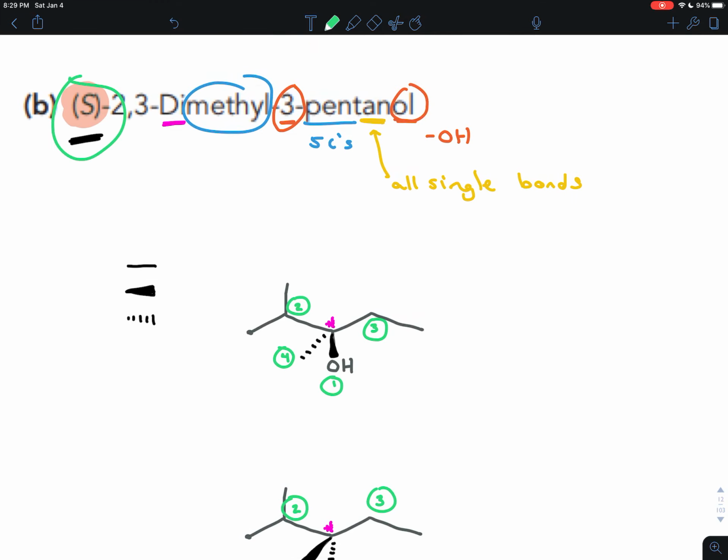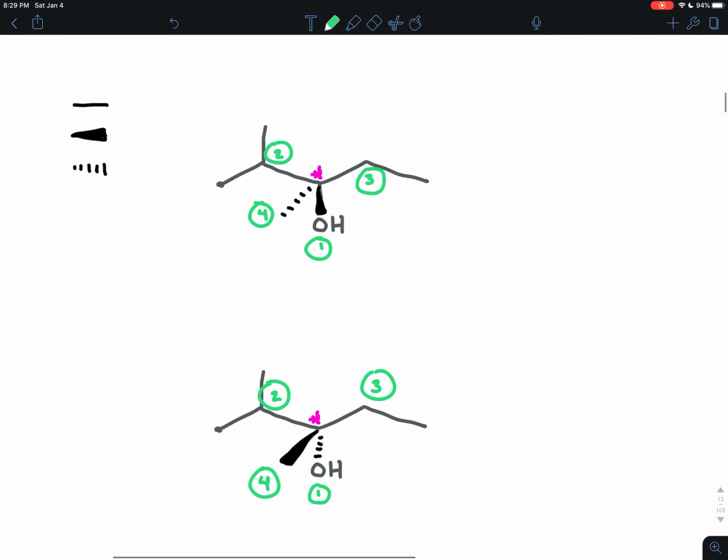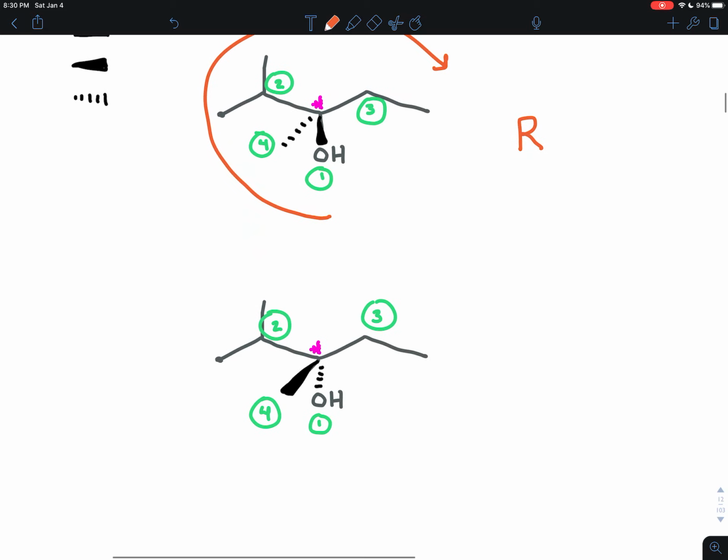Okay, now again, we want the structure that's S. Which one of these is S? Let's start with the one on top. Now that we've assigned the priorities, the second step is to make sure that 4 is going away, and here it is. So we can ignore 4 and go from 1 to 2 to 3, and that goes clockwise. If it's clockwise, then it's R. It's the right-handed version of itself, so it wouldn't fit into left-handed pockets. And you could remember that because going from the top to the bottom of an R, you go clockwise.